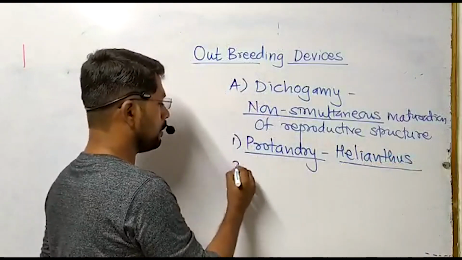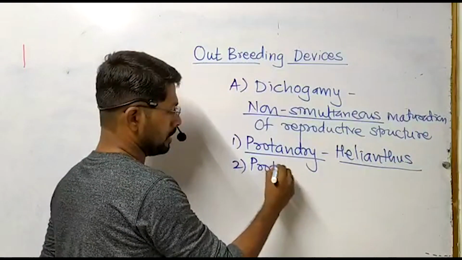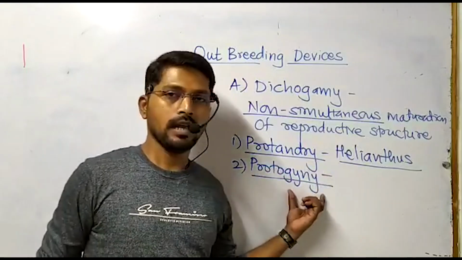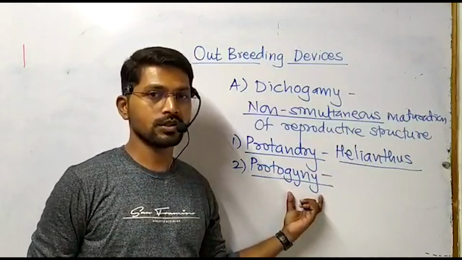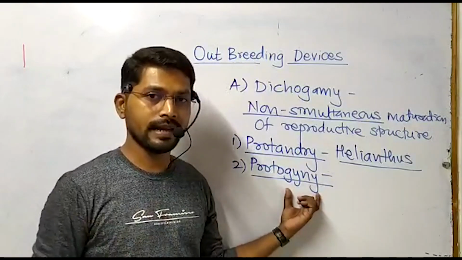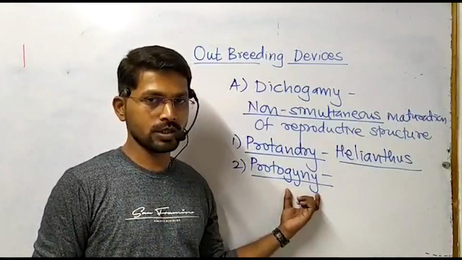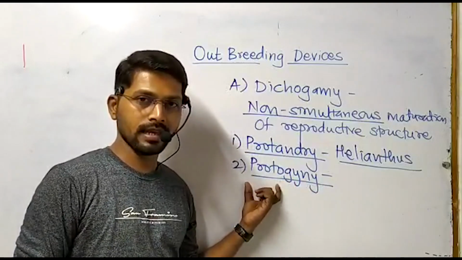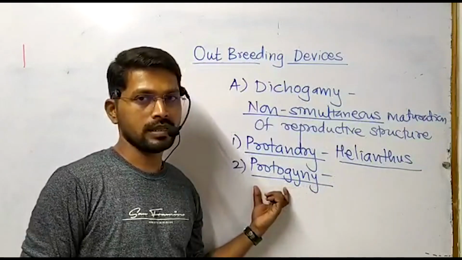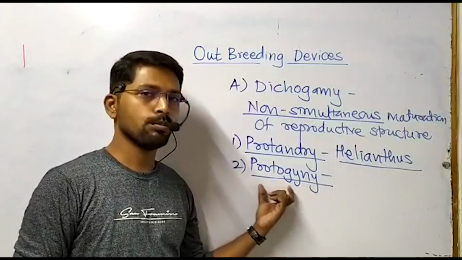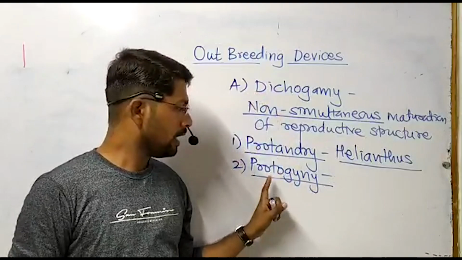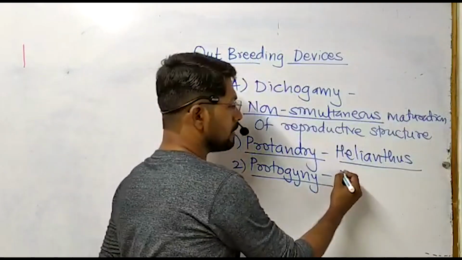The second type of dichogamy is obviously protogyny. Here, the reproductive structure which matures first is the gynoecium of the flower, followed by the androecium, and again self-pollination is prevented. The name itself indicates that the flower or plant in which the gynoecium matures before the androecium is called protogyny, and in this way dichogamy is achieved. The best example of protogyny is Michelia.